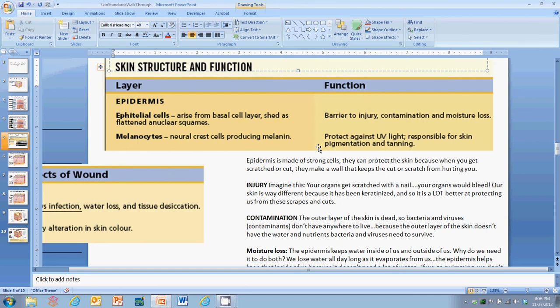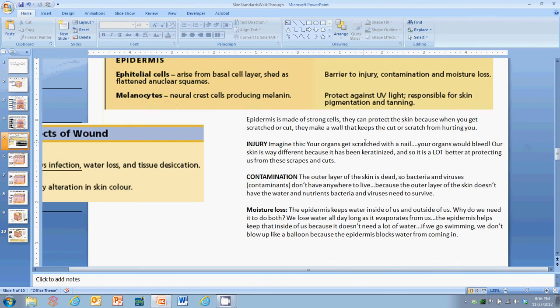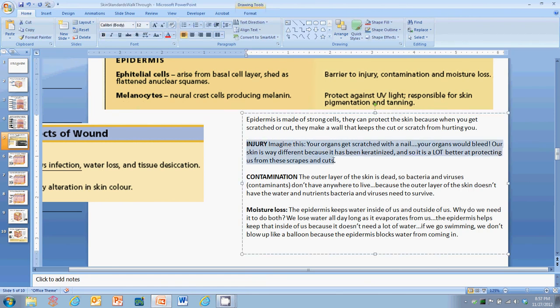The functions of the epidermis are to be a barrier to injury, protect against contamination, and protect against moisture loss. Injury means that imagine if we get scratched, your organs get scratched with a nail, your organs are going to bleed because they're not very strong, or they don't have that protection. Our skin is way different. We can scratch our skin all day and we won't bleed until after we've been scratching it for a long time, because it has been keratinized. And so it is a lot better at protecting us from scrapes and cuts. It protects us from injury.